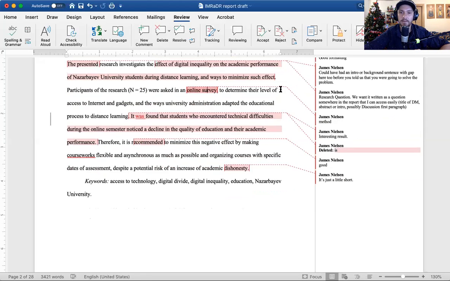So we've got our method here. That's good. It was found. So this is what we discovered, right? And then therefore our recommendation is this.